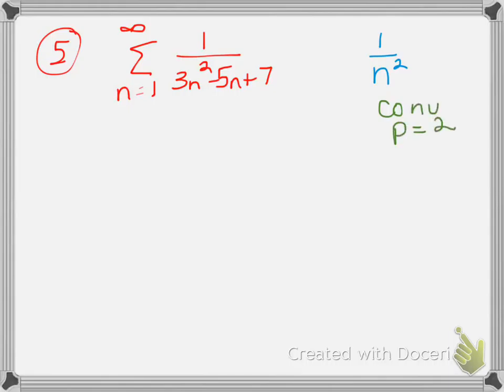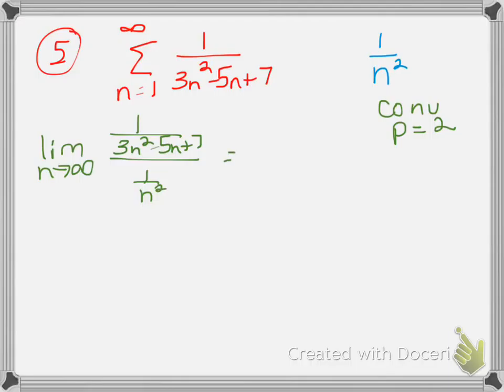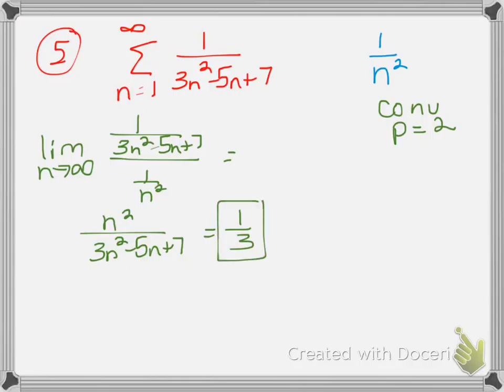A lot of times you're going to pick a p series or a geometric series to compare it to. So the limit as n approaches infinity of 1 over the one we started with over the one we pick. Simplify, 1 over that times n squared over it, so we'd have n squared over this. Alright, that limit is 1/3. I got a limit. We're good. That means that these behave the same way, so the original one converges by the limit comparison.